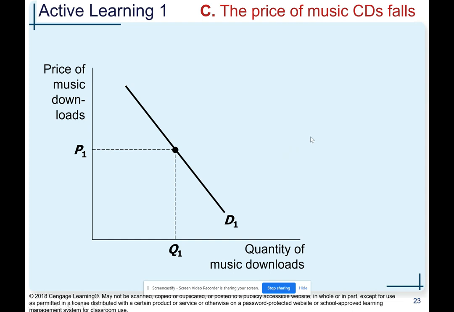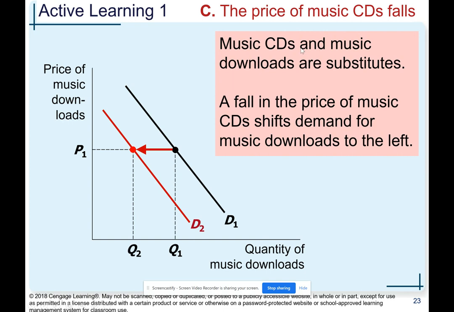C, the price of music CDs falls. Music CDs and music downloads are substitutes. A fall in the price of music CDs shifts demand for music downloads to the left, as shown in the graph.